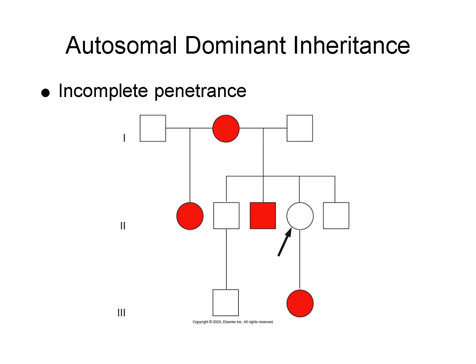This pedigree chart illustrates incomplete penetrance. The red circles and squares represent individuals who have inherited the gene and show symptoms of the disease. However, notice the unshaded circle with an arrow pointing to it. This person carries the same gene but does not express the disease. This is a classic example of incomplete penetrance, where someone has the genotype but does not show the expected phenotype.